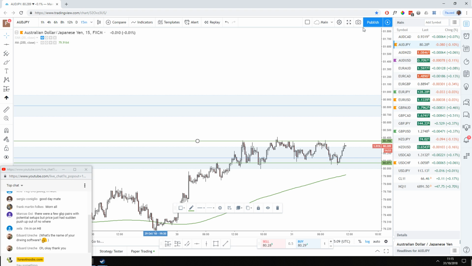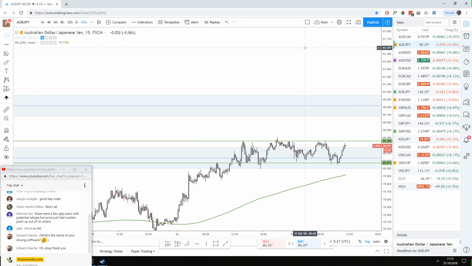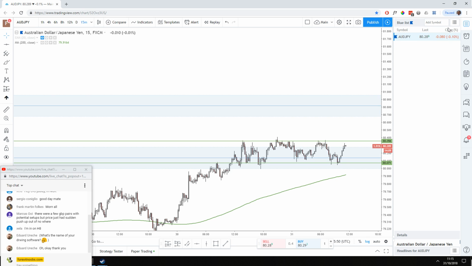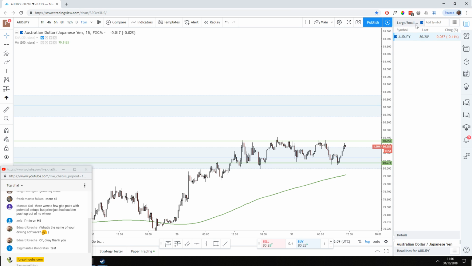So, ooh, what do we do when we have... You can't multi-tag a pair. All right, let's say blue is for when there's a setup on both the large time frames and the small time frames. That makes sense, kind of. I just gotta rename the lists, really. Cool. I think that's a good idea.